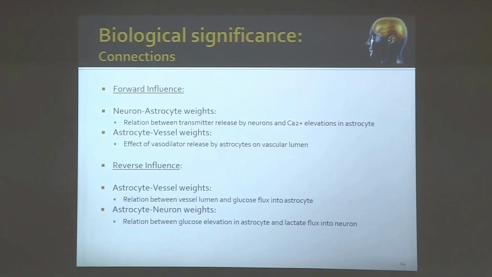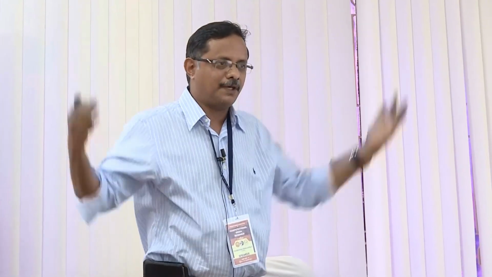I'll show you a more biophysical model after this. It's just a starter, because it's a very big picture, and we are covering all 3 in one picture, just to get 2 points, I'll come to that. So the reverse influence is astrocyte to vessel. There also we are saying there's some sort of connection strength, and that's plastic. And from astrocyte to neuron is also plastic. Those connections are also plastic.